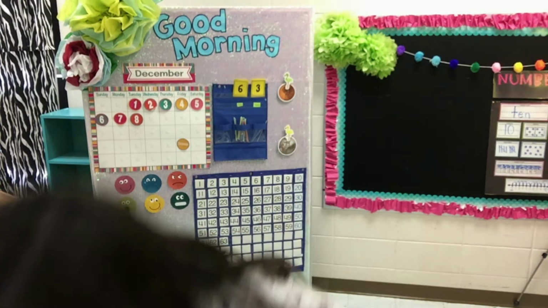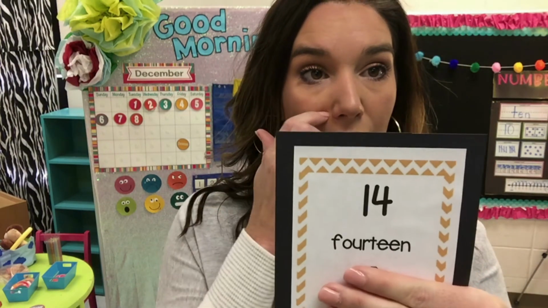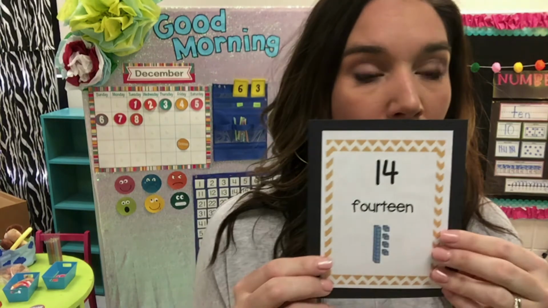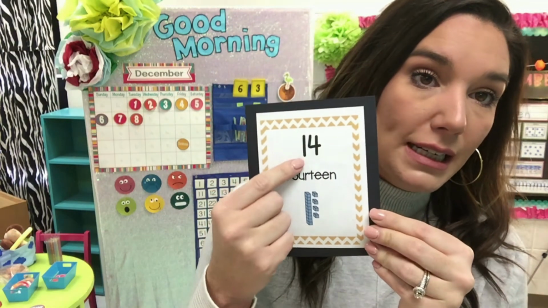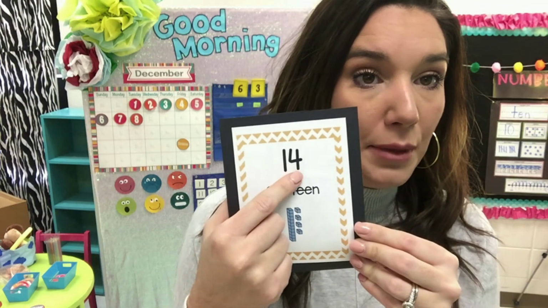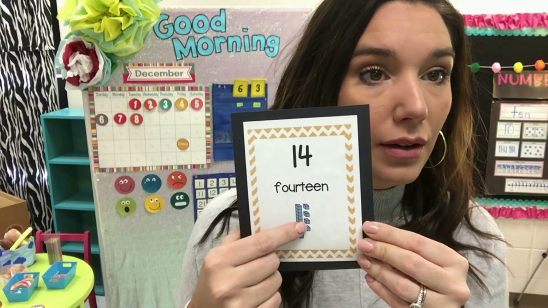Let me pull it up. Here we go. What number is this? 14. 14. Okay, it's one of those tricky teen numbers that start with a 1. All right, now when I look at 14, it's telling me that I should have one set of 10. And how many ones left over? 4. Count them. 1, 2, 3, 4.